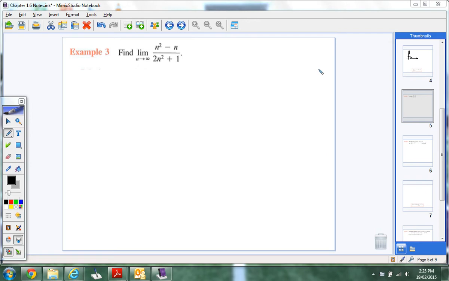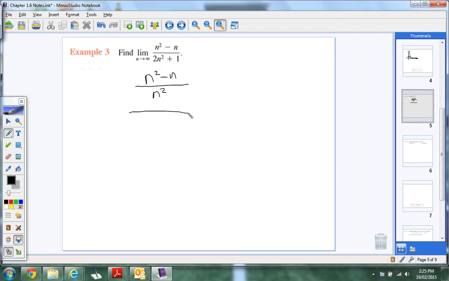Right now the problem is the other ones were just n's, so we could simply see the bottom's growing faster than the top. But this one has an n squared on top and n squared on bottom. So which one's growing faster? What I'm going to do is take out the n squared. I'm going to divide the top by n squared, and I'm going to divide the bottom by n squared, just to see if that helps me see anything better.